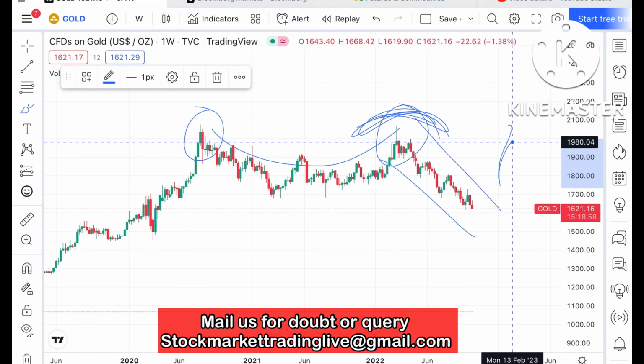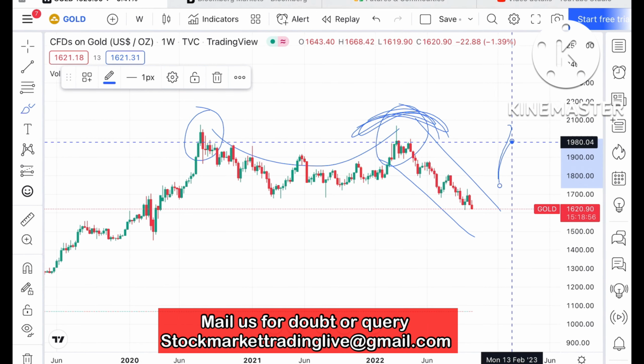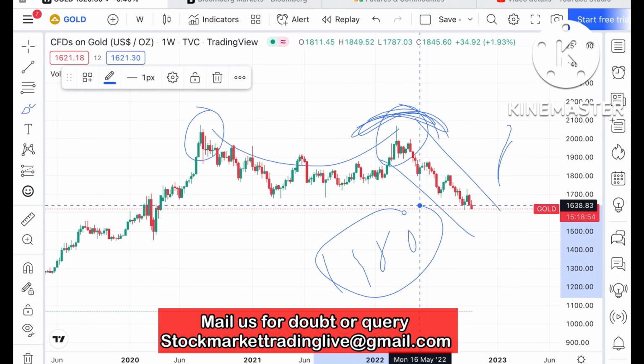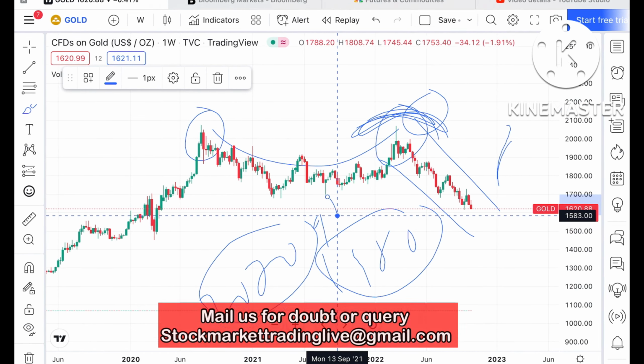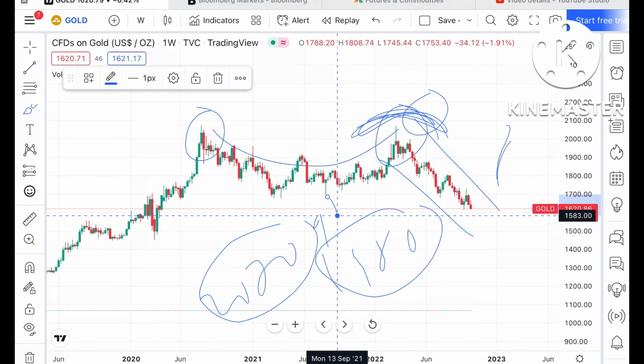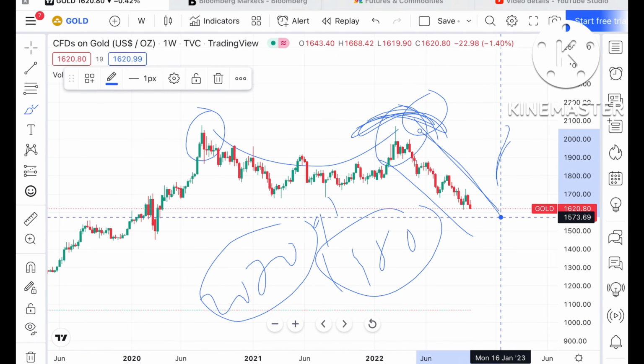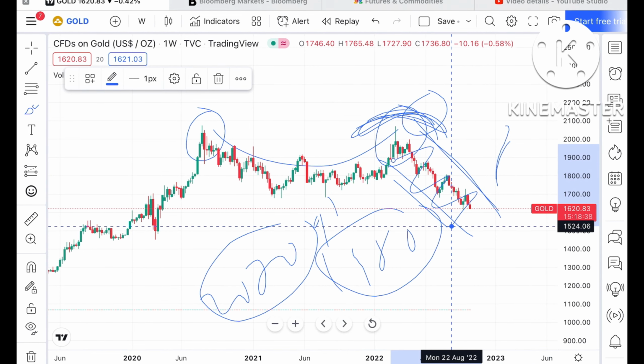If the price goes above a level of around 1980, there is a higher probability it can cross a level of 2070 and then move further upside. This is additional information I'm giving you. If some trade comes like this, you can take that. Now we have seen there is a continuous downfall in descending order.